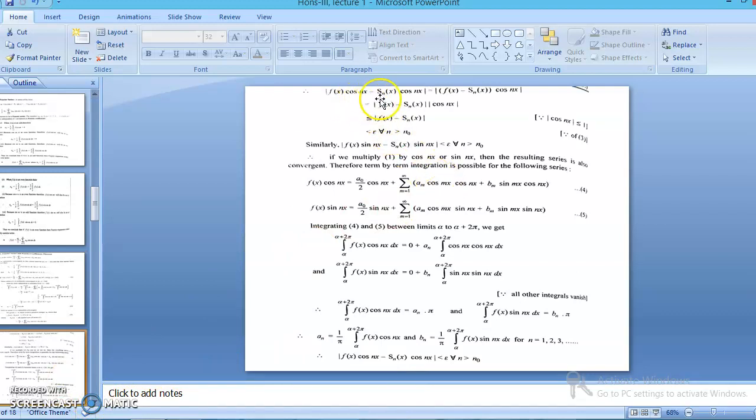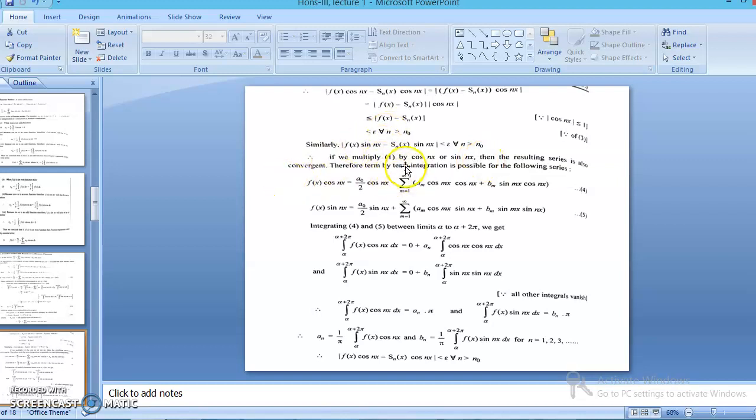Then fx cos nx minus Sn cos nx is equal to this term. Then separate the modulus of both these terms. As we know that the modulus of the cos function is always less than or equal to 1, so this term becomes less than or equal to this one. From the above step, this term is less than epsilon. Similarly, we come out with the result that mod fx sin nx minus Sn sin nx is less than epsilon.